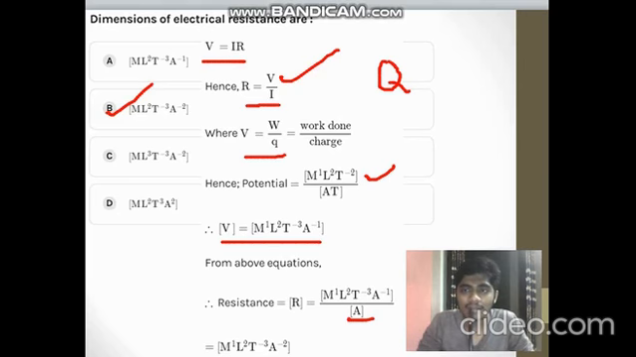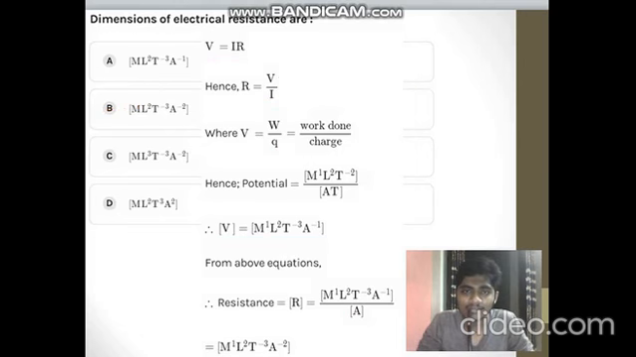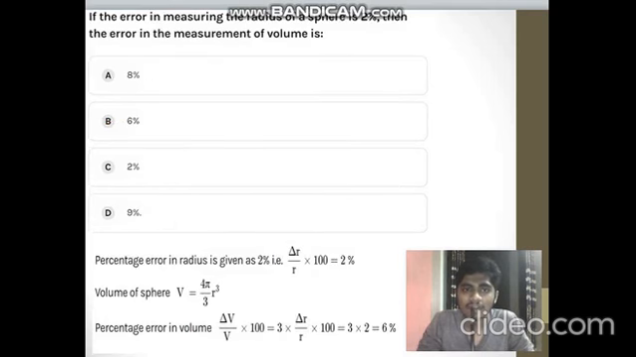Then talking about the third one. If the error in measuring the radius of a sphere is 2%, then the error in measurement of volume. So here also the percentage error in radius is given in percent, so it's going to be delta R by R into 100. The value which is given is 2%, and they have asked you to find the error in the measurement of volume.